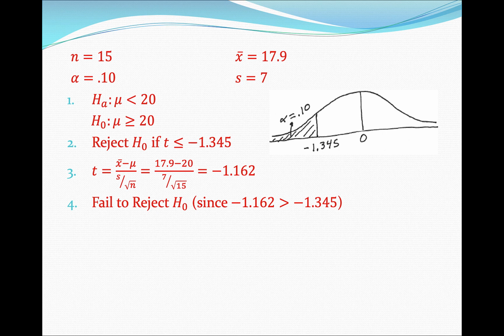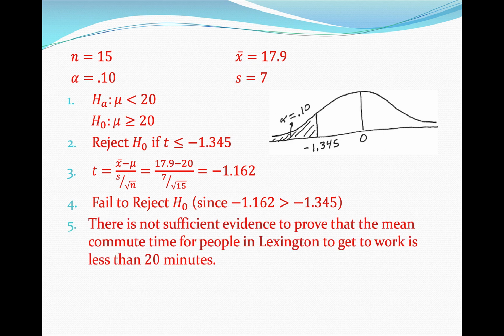So all we can say in our statement is, when you fail to reject, you just want to say something like, there is not sufficient evidence to prove what you're trying to prove. So your statement should look something like this. Just start with, there is not sufficient evidence to prove, and whatever it is you're trying to prove. So in this case, there's not sufficient evidence to prove that the mean commute time for people in Lexington to get to work is less than 20 minutes. So it doesn't have to be that word for word, but it should be something like that.